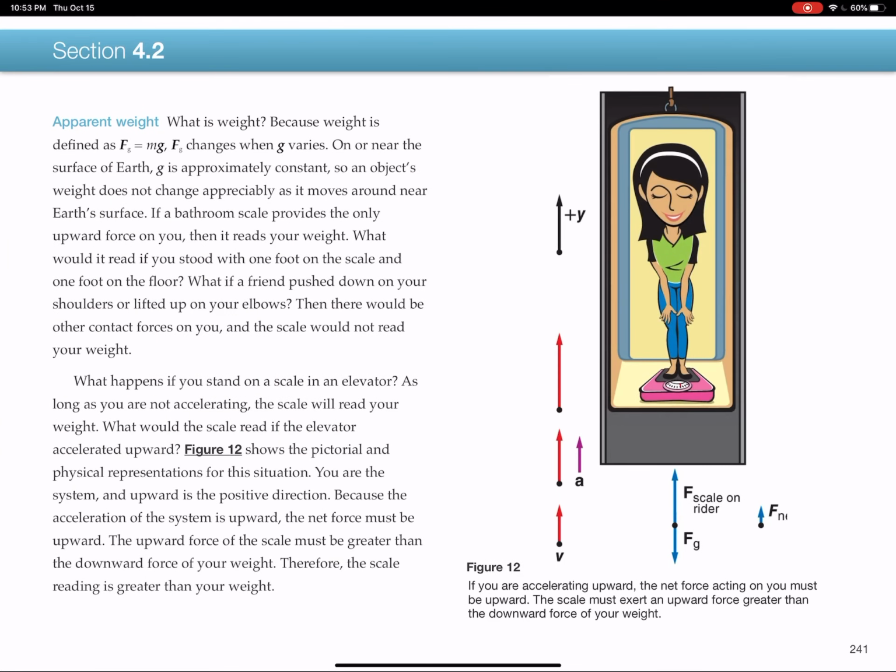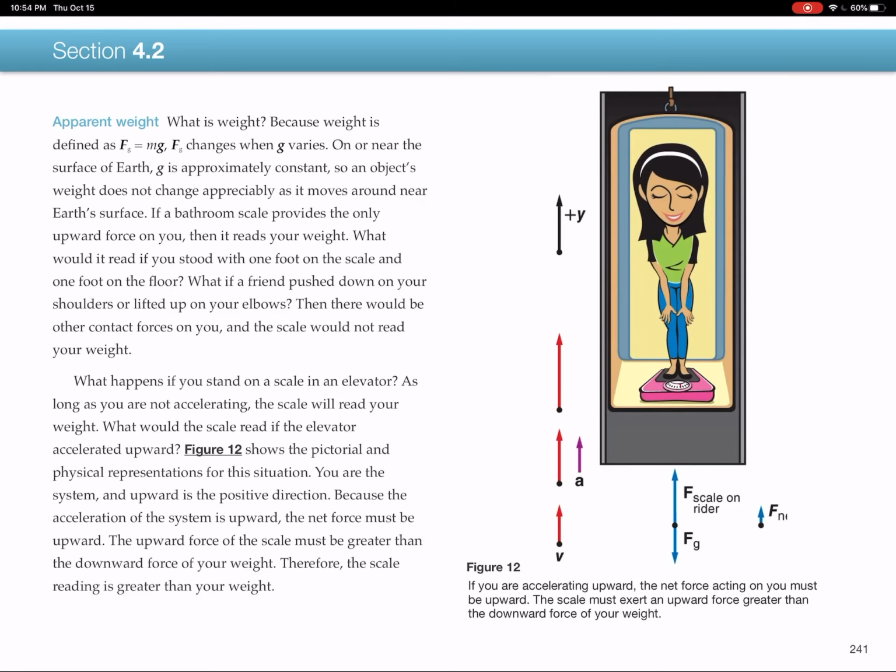Now let's consider an unusual situation. Suppose you got onto a scale on an elevator where the elevator could be accelerating upward or downward. What would happen to your apparent weight in that case? Well, if you were standing still, the net force would be zero, there'd be no acceleration. If you were moving at constant velocity, acceleration would be zero, net force would be zero. In those cases, the force of the scale upward would be equal to the force of gravity.